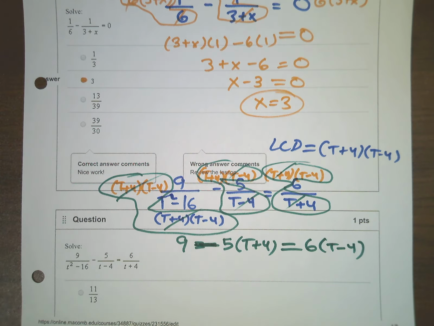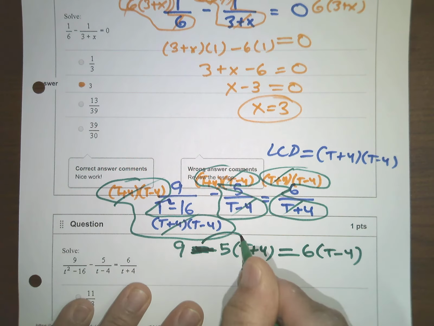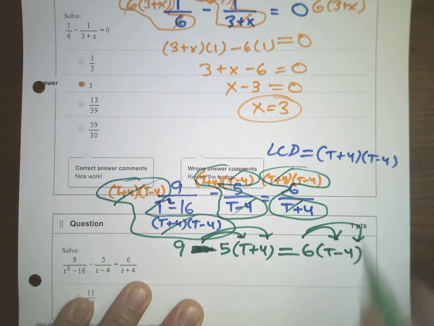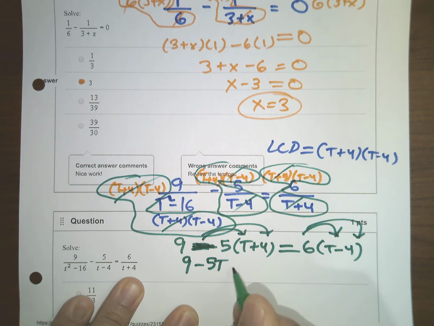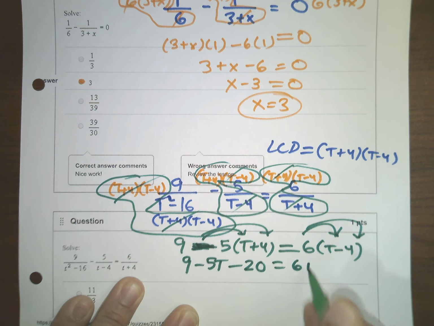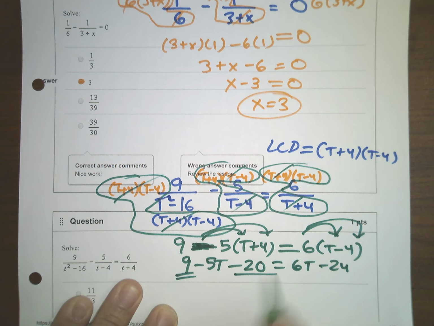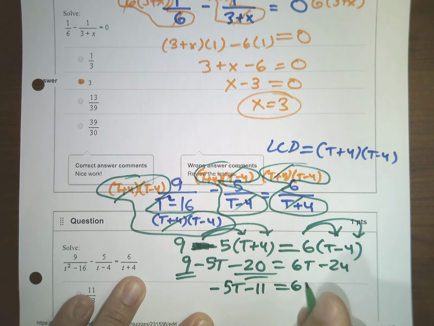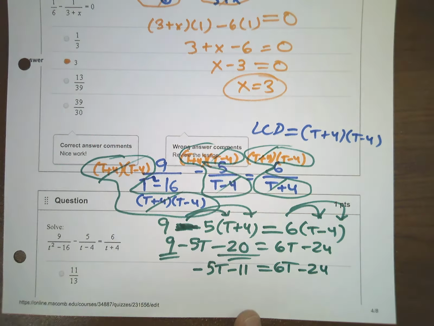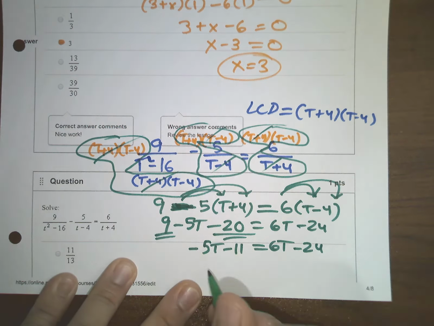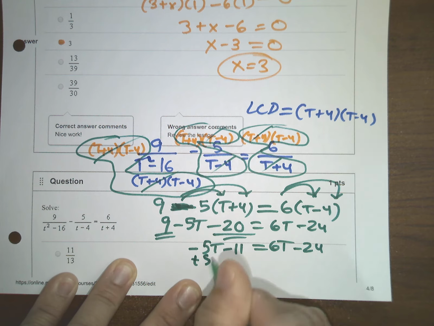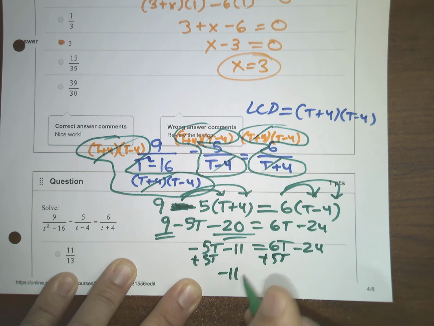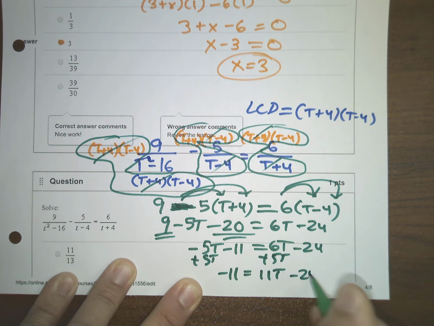So there we go. So now, don't forget to distribute the negative 5 here and the 6 here. So we have 9 minus 5t minus 20 is equal to 6t minus 24. Then we'll combine the like terms. 9 minus 20, that's negative 11. So negative 5t minus 11 is equal to 6t minus 24. And then I can go about this a couple of different ways, but one way might be to just add the 5t on each side. So negative 11 is equal to 11t minus 24.